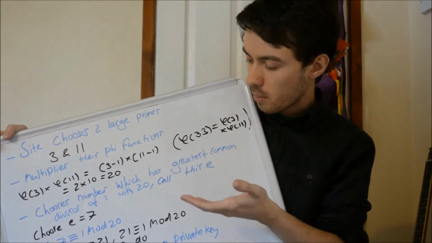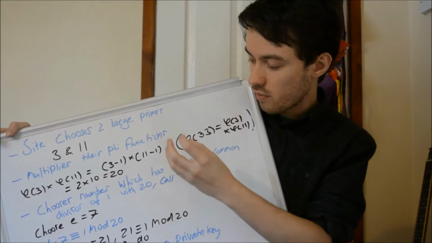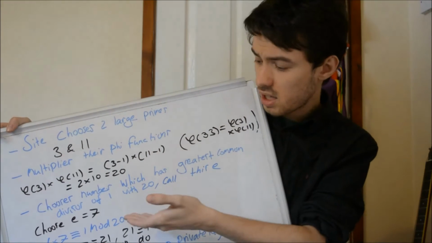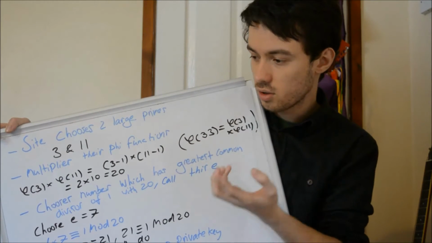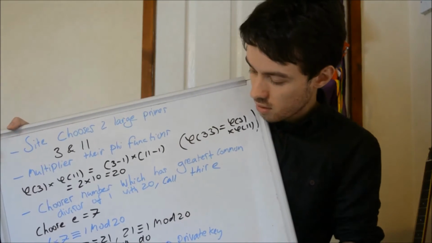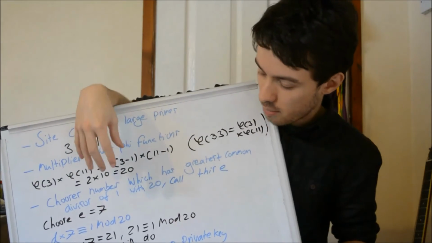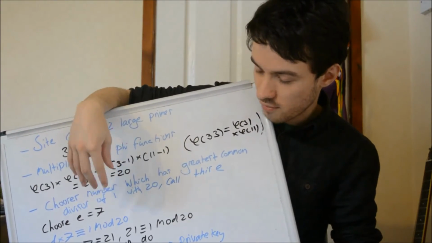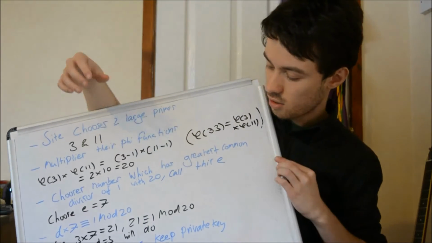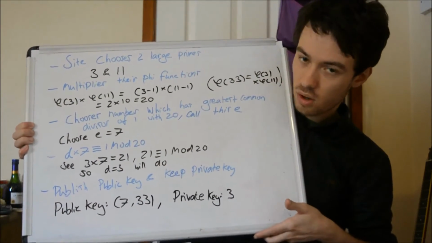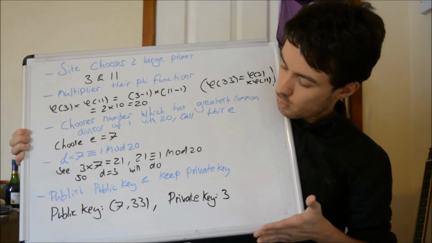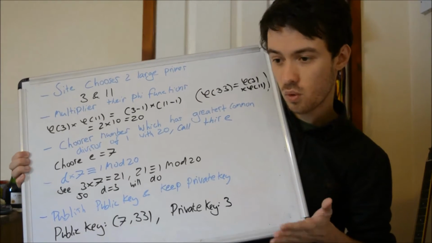Next we choose a number which has a greatest common divisor with our 20 of 1. So 7, nothing divides into 7 and 20 other than 1, so it's the greatest common divisor of them. And then we try to find a number which, when multiplied by 7, gives us 1 mod 20. So we can see that 3 times 7 equals 21. 21 mod 20 is the same as 1 mod 20.